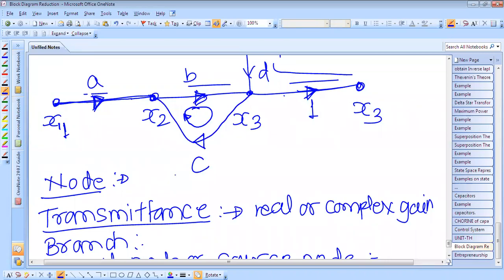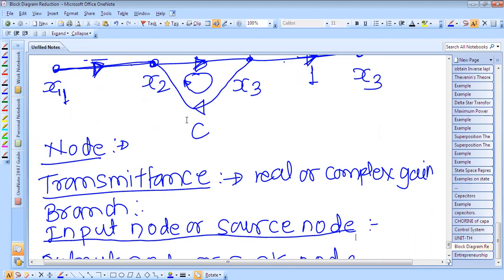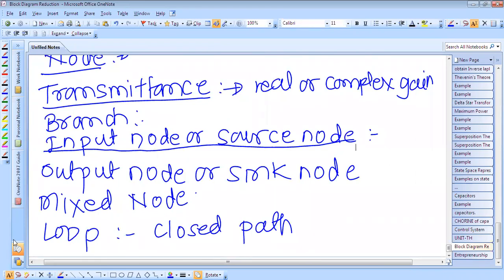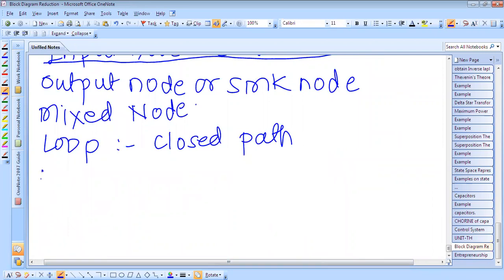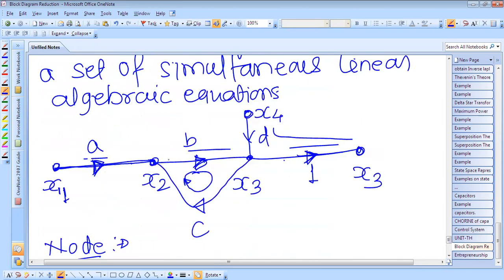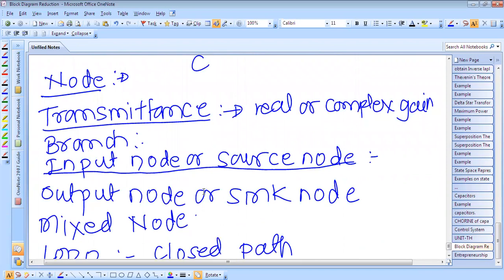The next is the loop gain. What is the loop gain of this? I will write here: loop gain means the product of these two branches, because these two branches are in this loop. So the loop gain is BC. The loop gain is the product of the branch transmittances of a loop.